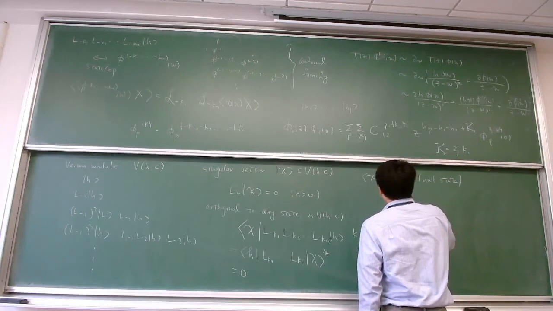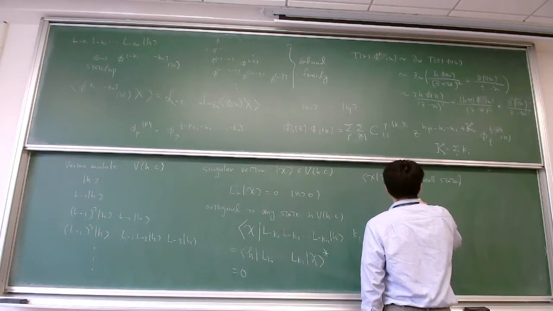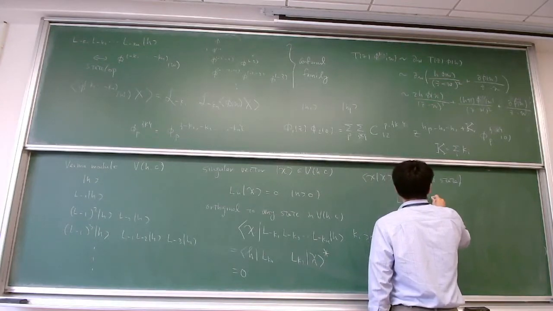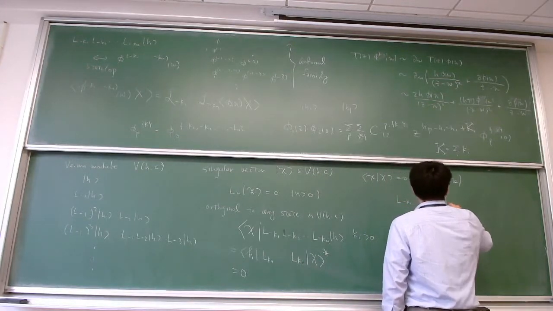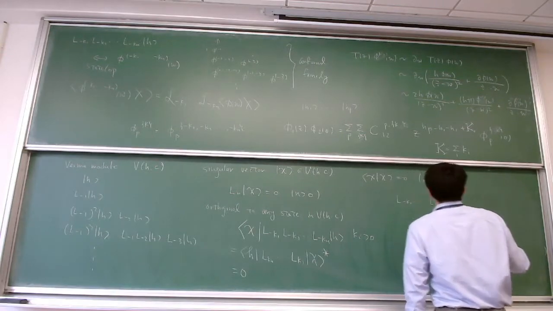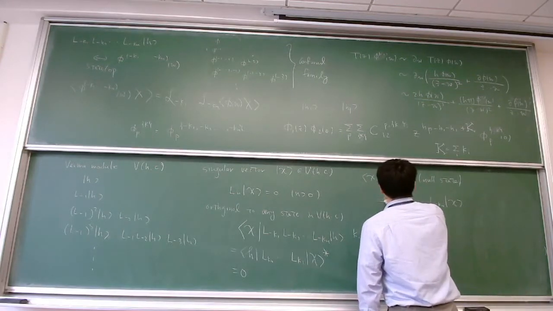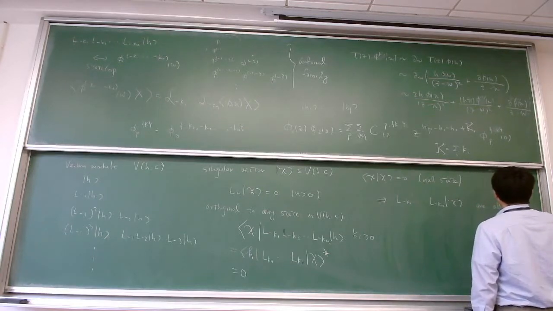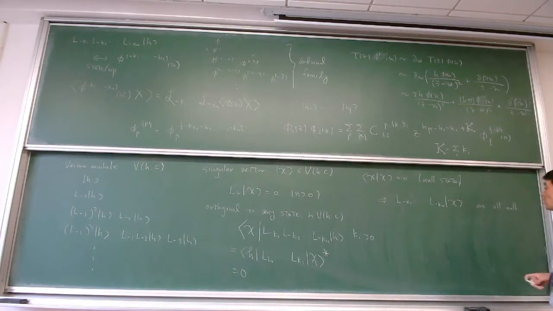If chi is a singular vector, then all the generators L_{-k_1} ... L_{-k_n} acting on chi are also null states. Can you see that?